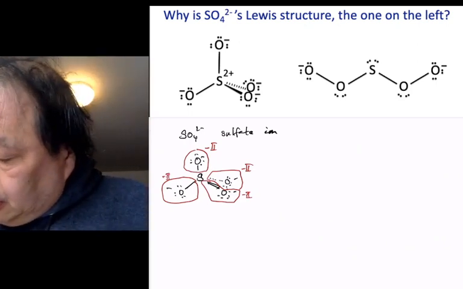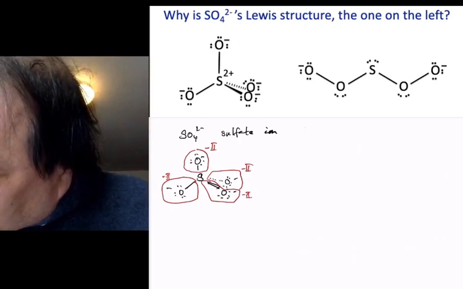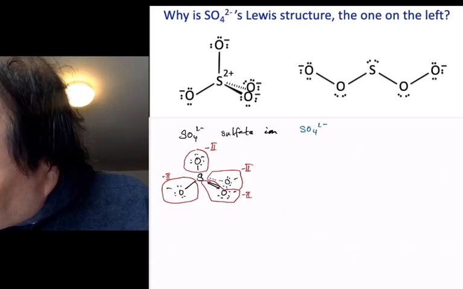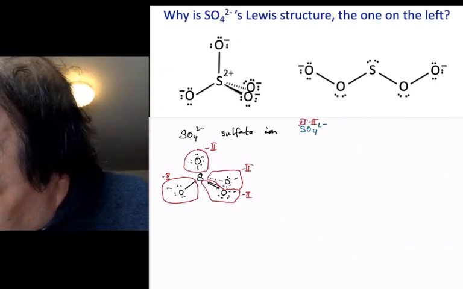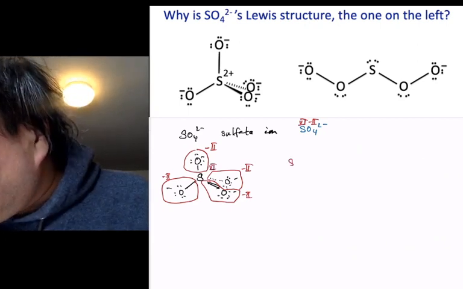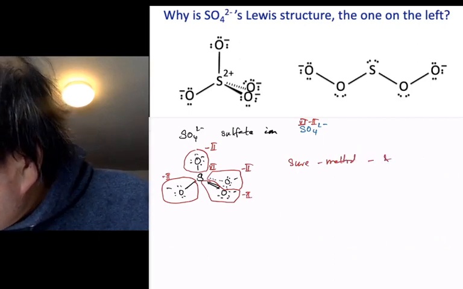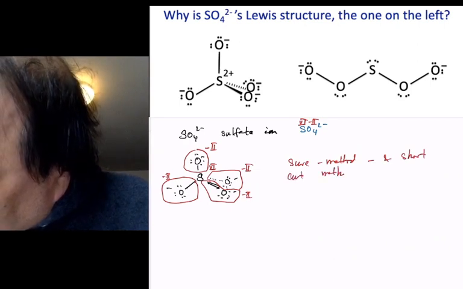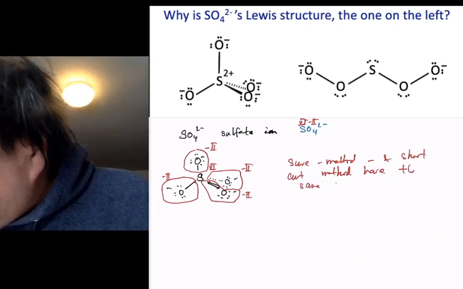And in the shortcut method, for SO4 2-, we had already figured out that the oxygen was -2 and the sulfur was +6. And indeed, this sulfur has no electrons. It's +6. So the true structure has the Shor method and shortcut method have the same oxidation states.